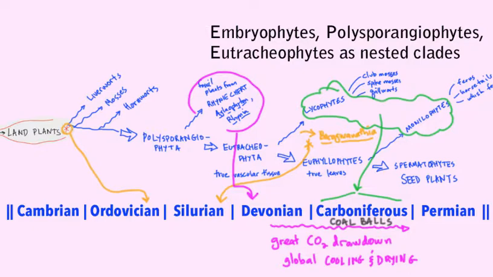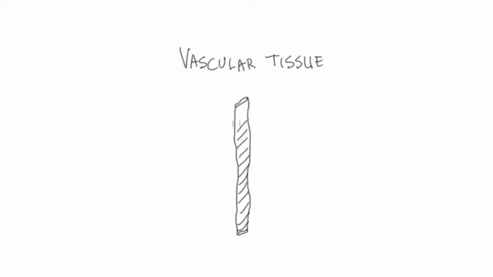The oversimplified answer is that it was the development of vascular tissue, tubes that could transport water, mineral nutrients, and the sugars produced by photosynthesis over greater distances, allowing the plants to live in drier places by giving them a way to access water below the soil surface, as well as the ability to grow to larger size.